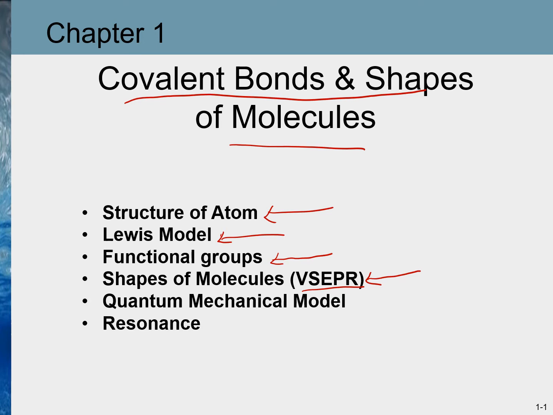We will also learn how the polarity exists and what's the difference between a polar molecule and non-polar molecule. And finally, we will talk about quantum mechanical model, and in this model, we will discuss how the electronic configuration is written, and then at the end, we will discuss what is resonance and how to draw the resonance structures of various organic compounds.